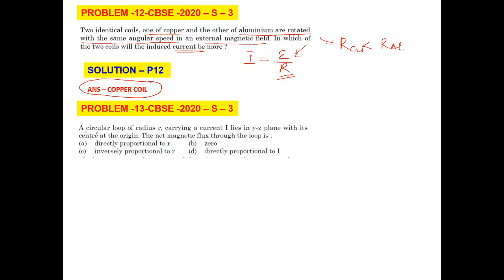Now, a circular loop of radius r carrying a current I lies in the YZ plane with its center at the origin. The net magnetic flux through the loop. We know that flux is equal to B dot A, that is BA cos theta, where theta is the angle between the area and the magnetic field.